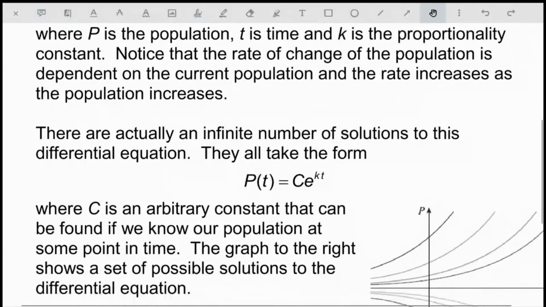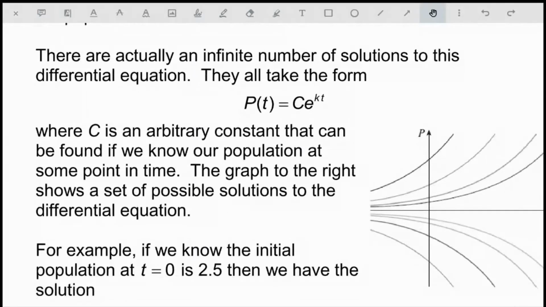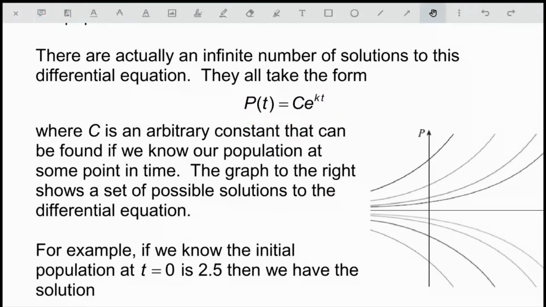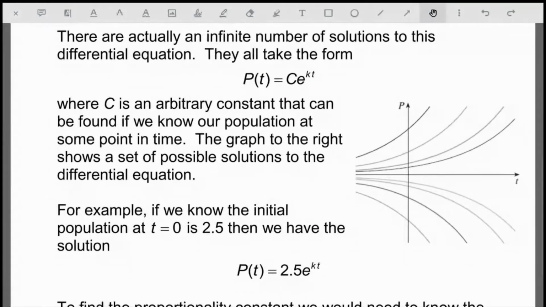What we'll do is a method called separation of variables, and we'll come up with what we call a general solution, which means this is the solution for all of the functions that have the derivative k times P. Notice we have C e to the kt power. C is an arbitrary constant. This is what we call a general solution because it represents an infinite number of curves. Depending on what that C value is, we can have different graphs.